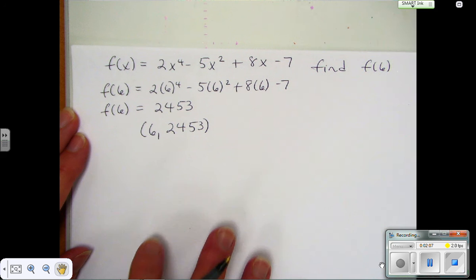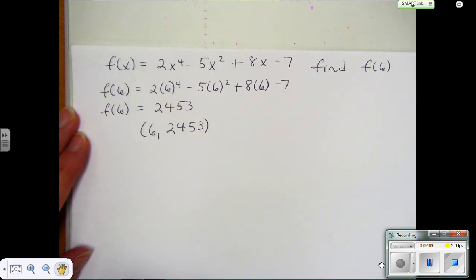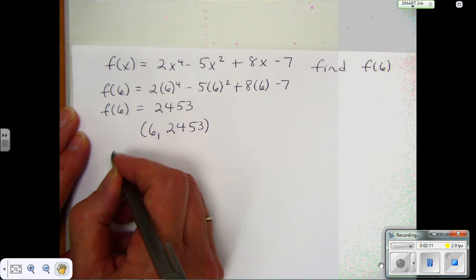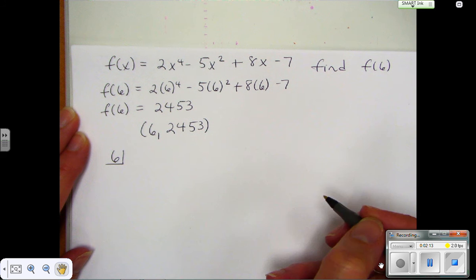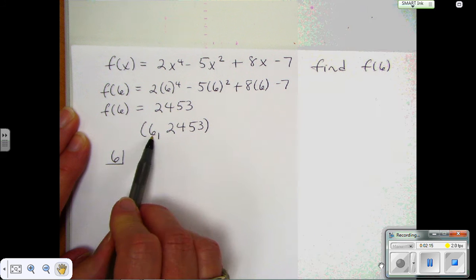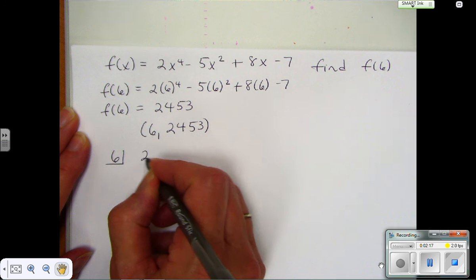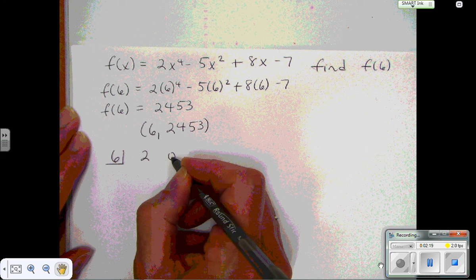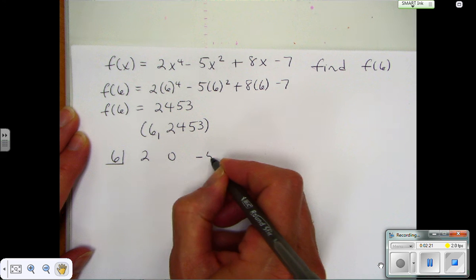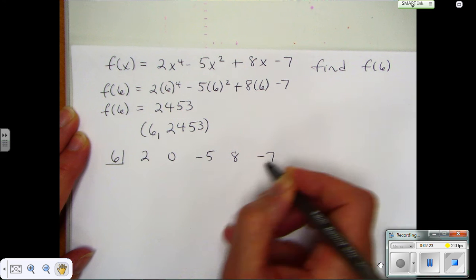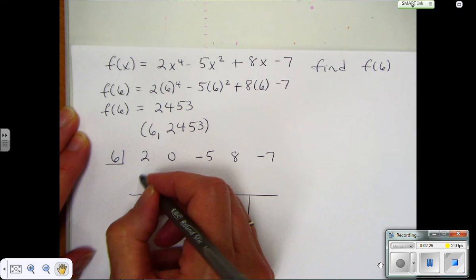Okay, so today we're going to use synthetic substitution. So that means I'm going to divide by 6 because I want to divide by what the x is. And I'm going to line out my coefficients. I have to put a 0 for the x to the third. Okay, and then I'm going to bring down my first term. I'm going to scoot this up a bit.